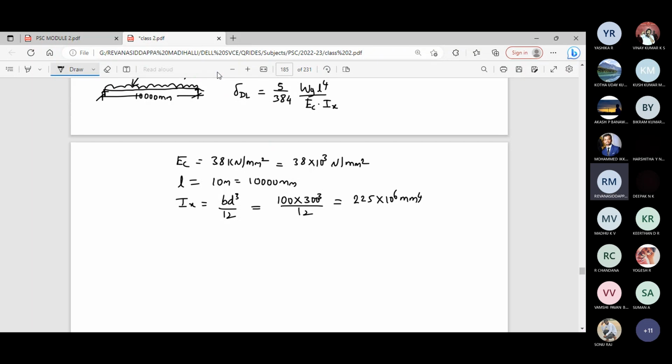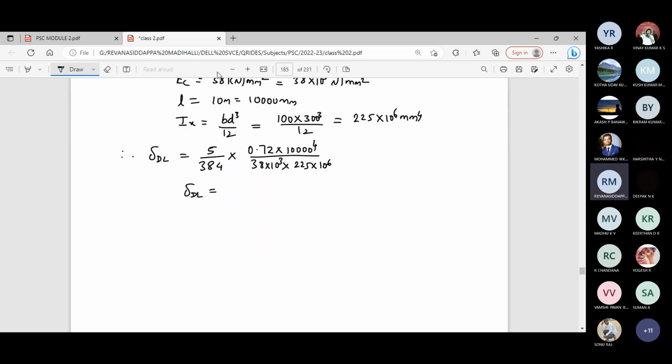Okay, substituting everything, you will get the deflection due to dead load. Therefore, delta DL is equal to 5 by 384 into WG, which is 0.72 Newton per mm, into 10,000 to the power of 4 divided by EC, 38 into 10 power 3, into IX, 225 into 10 power 6. Therefore, deflection due to dead load is equal to 10.96 millimeter.